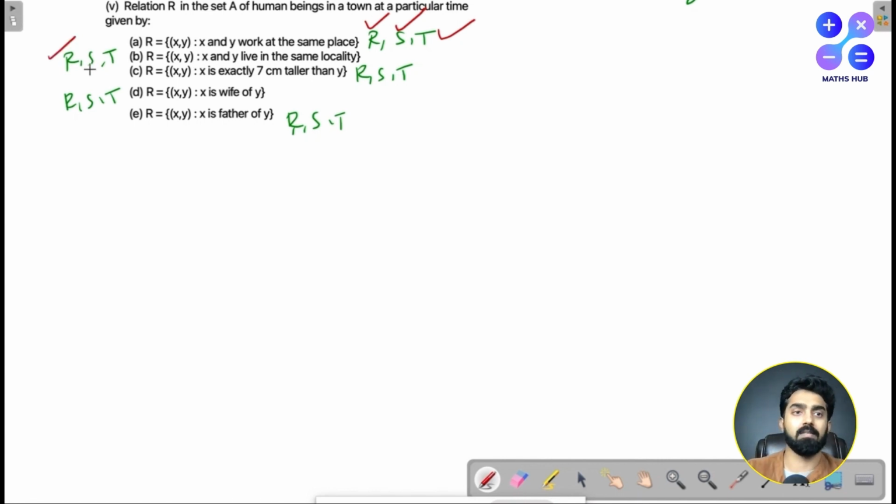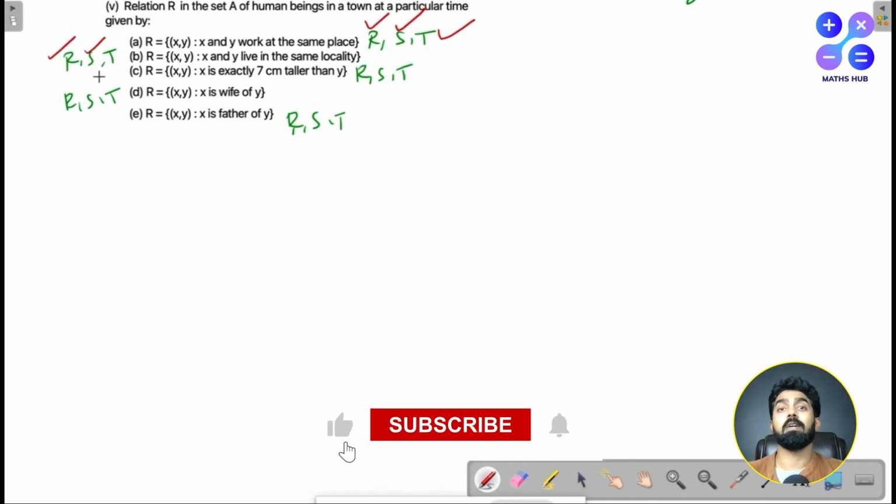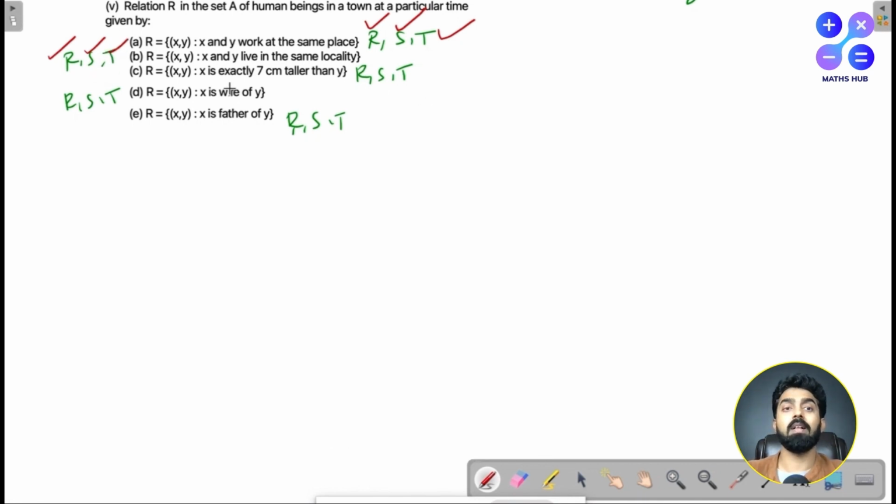Obviously. It is reflexive. Is it symmetric? X and y live in the same locality, y and x live in the same locality. Symmetric. Transitive. X and y live in the same locality, y and z live in the same locality. Do x and z live in the same locality? Obviously, yes. Right, now x is exactly 7 centimeters taller than y.